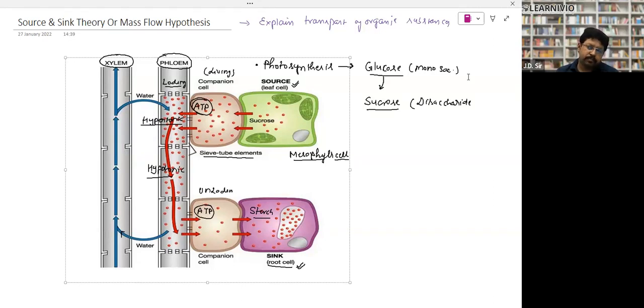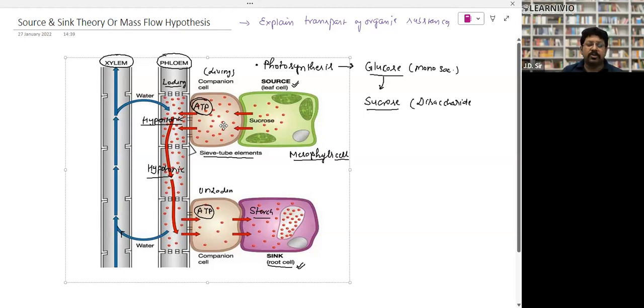Now what happened? In the source, the green leaf, inside the green leaf, in mesophyll cells, formation of glucose takes place. Now, the glucose is converted into sucrose, right? Now the concentration of sucrose is more in photosynthetic leaf, means green leaves, and less in companion cell. So sucrose is transported from mesophyll cell to the nearby companion cell. When it reaches the companion cell, it is stored over there.